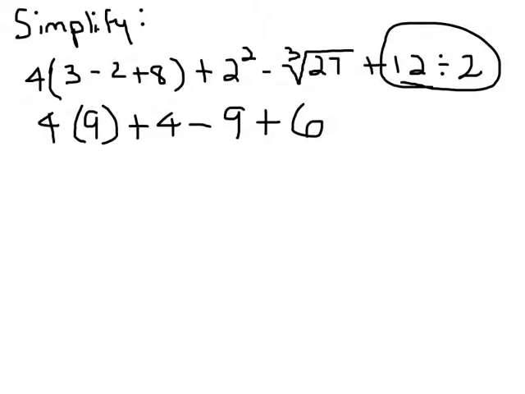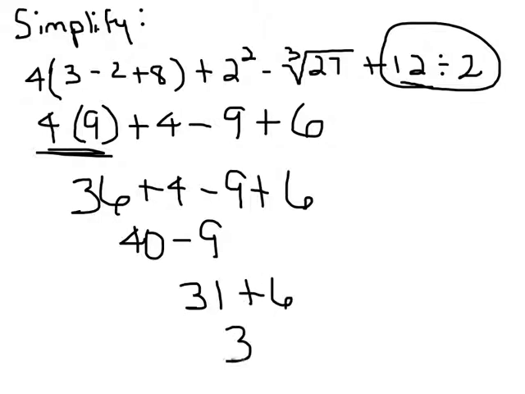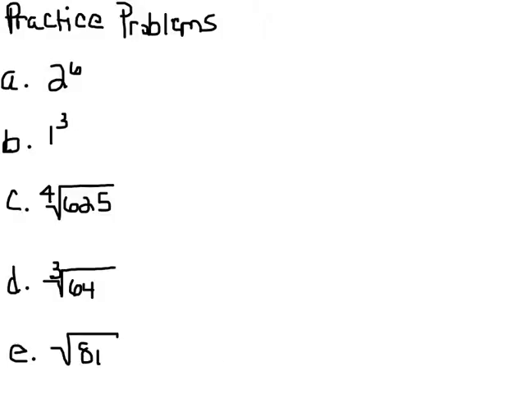Now, here we've got some multiplication, so we'll say 4 times 9 is 36, plus 4 minus 9 plus 6. 36 plus 4 is 40. 40 minus 9 is 31, and 31 plus 6 is 37. Okay, go to the next slide, and we're going to work on our practice problems here.